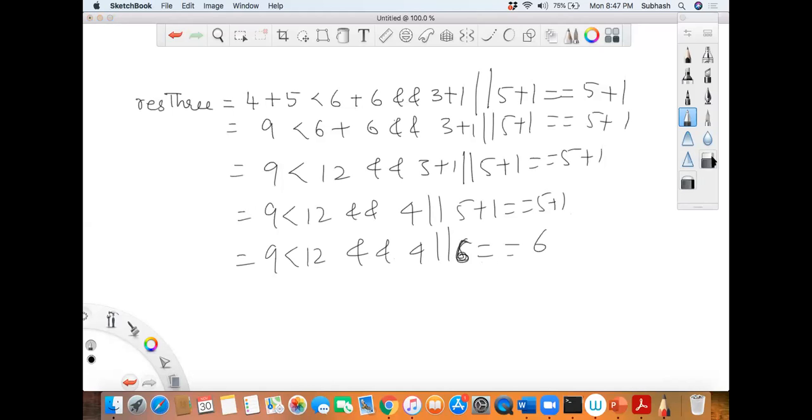Next, what should I do? Tell me. Now we should do the relational operator. 9 less than 12. True, sir. True and 4, or 6 equals 6, isn't it?